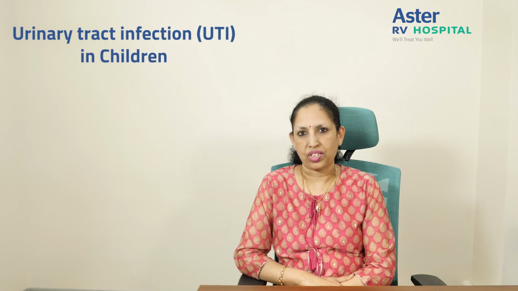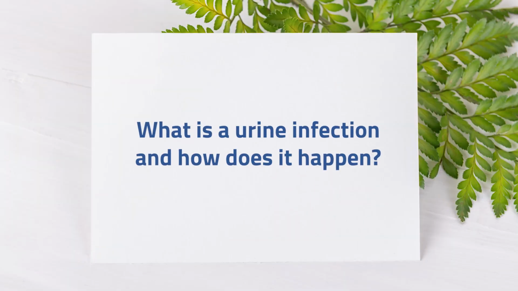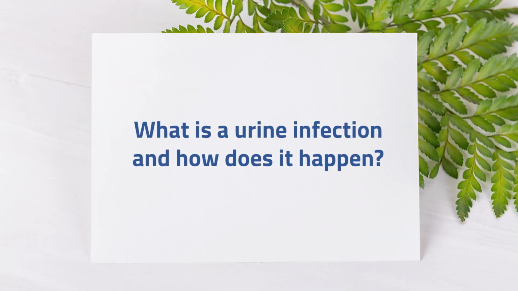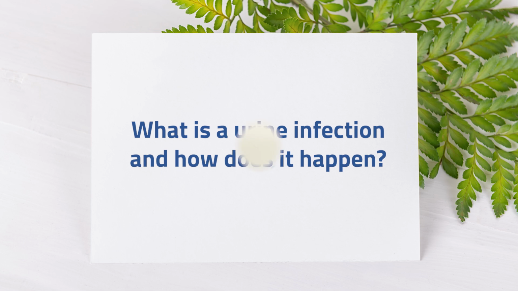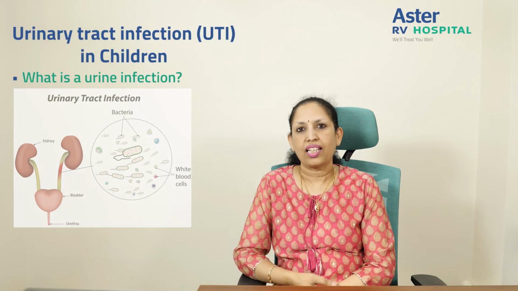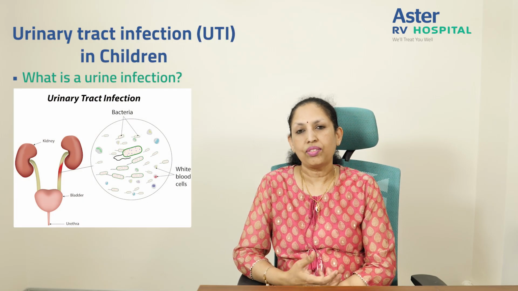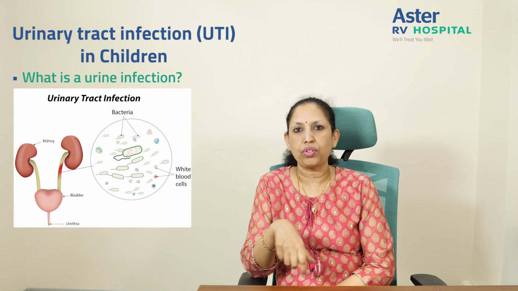Urinary tract infections, or urine infections, are commonly seen in children. It is scary for parents. Now, what is a urine infection and how does it happen? Urine infection is an infection that can happen in your child across the urinary tract.